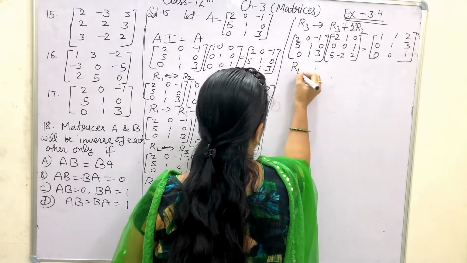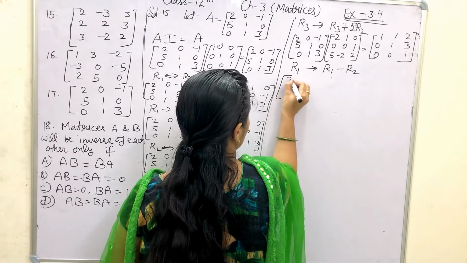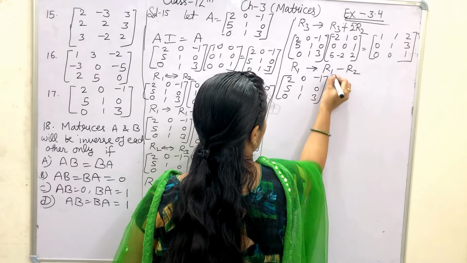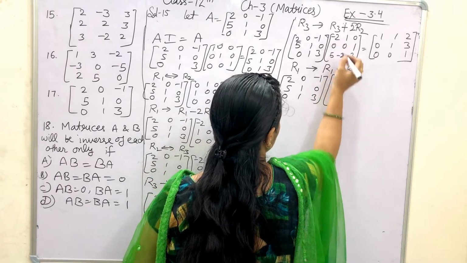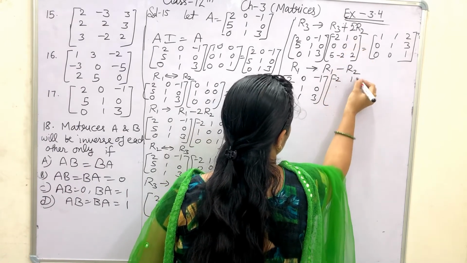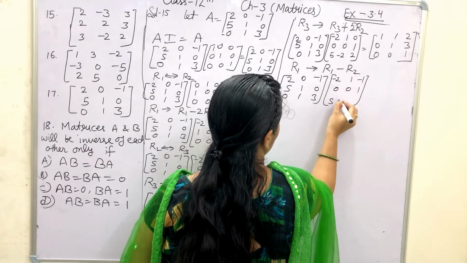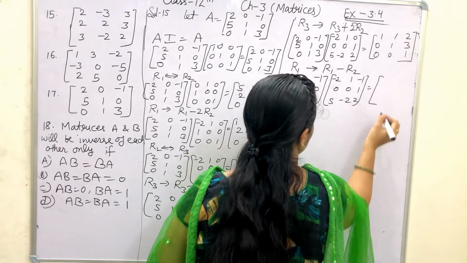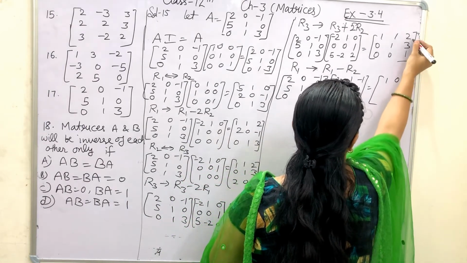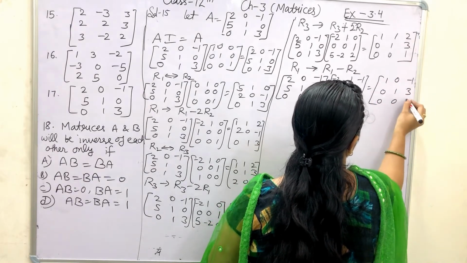Now applying R1 minus R2. Here R1 minus R2 gives minus 2 0 minus 2, 1 minus 0, 1 0, minus 1 minus 1, 0 0 1, 5 minus 2 2. We can write here 1 0 2, minus 3 minus 1 0, 1 3 0, 0 1.